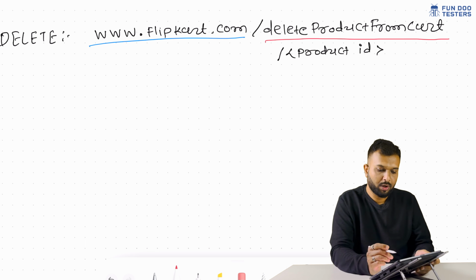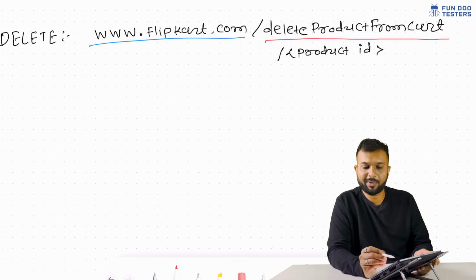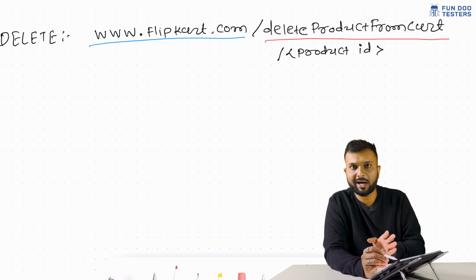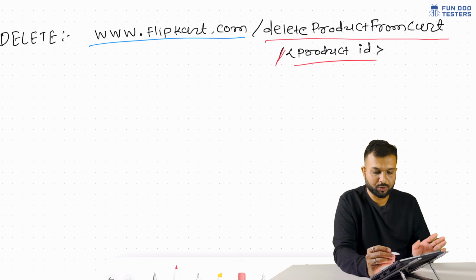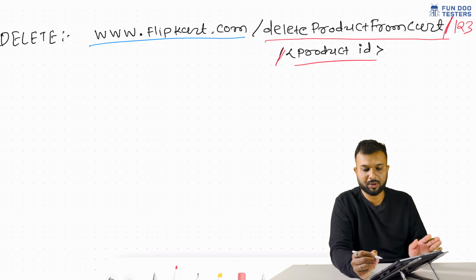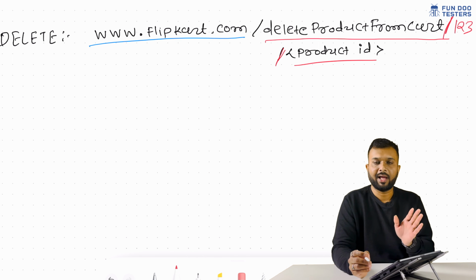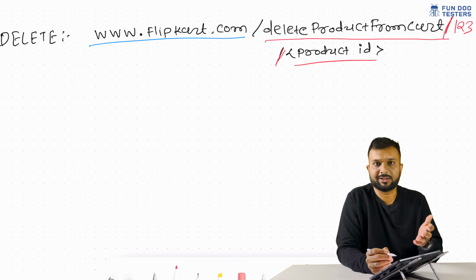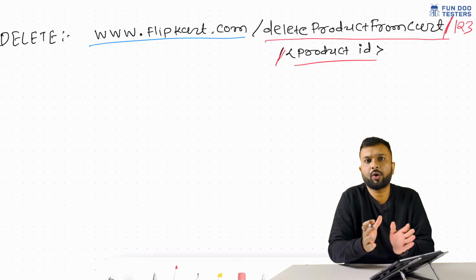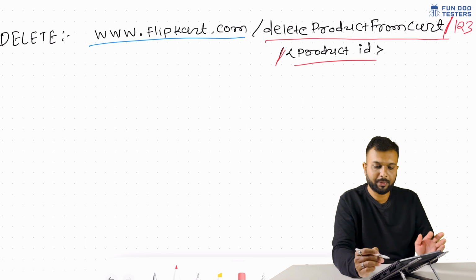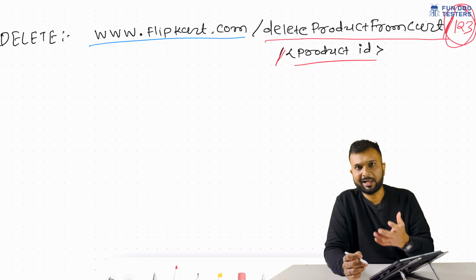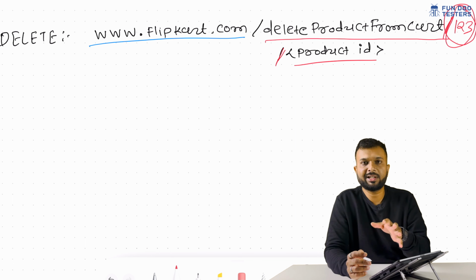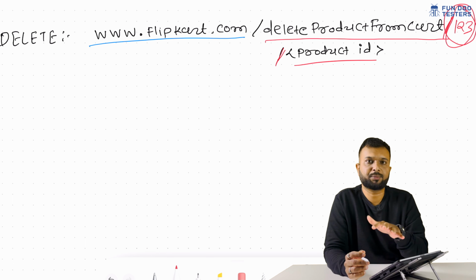So we have to use flipkart.com, then add delete product from cart, which is the endpoint, and then a slash and we have to pass a product ID. The product ID will be like 123. Then we have to pass the headers. For a delete request, there won't be a body or a parameter. Sometimes it is passed as a query parameter or a path parameter, but in most cases it will be a path parameter for a delete request.